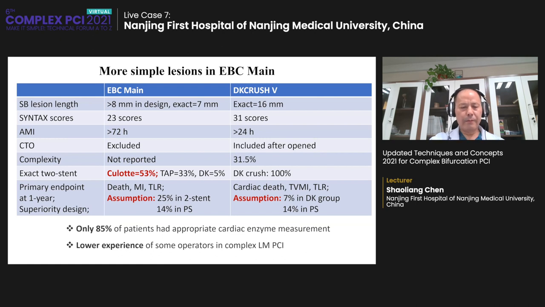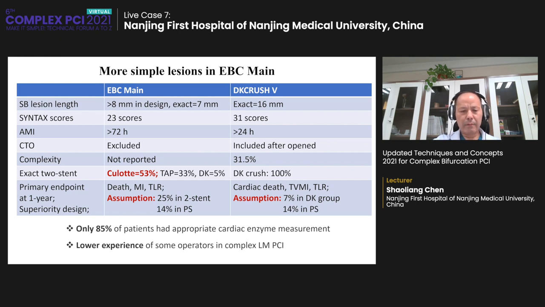Also, patients with a lower SYNTAX score, older than 72 hours of MI, and no CTO were included in the EBC MAIN trial, compared to no limit of SYNTAX score for DKCRUSH-V, which also enrolled patients with acute myocardial infarction older than 24 hours, and any CTO lesion in the right coronary artery after successful recanalization. All such patients could be included in our DKCRUSH-V study.